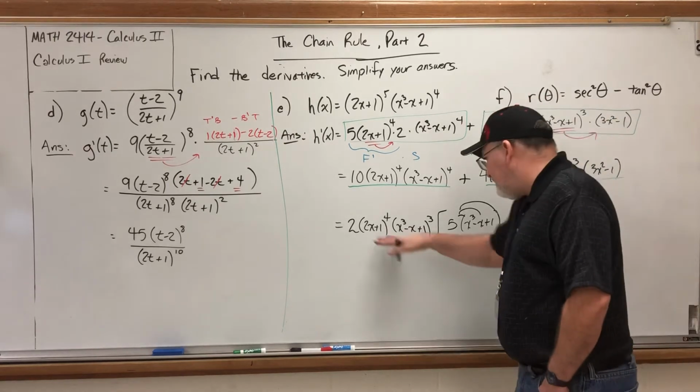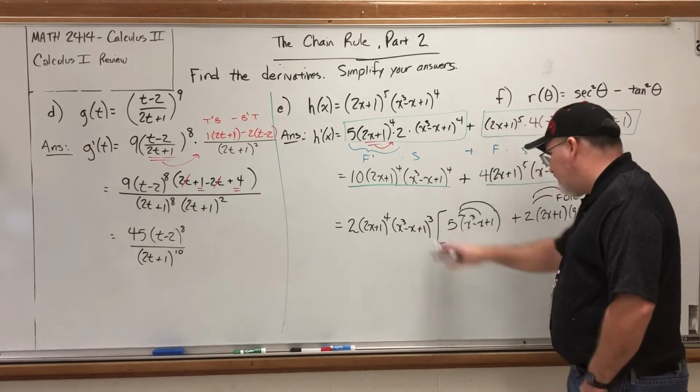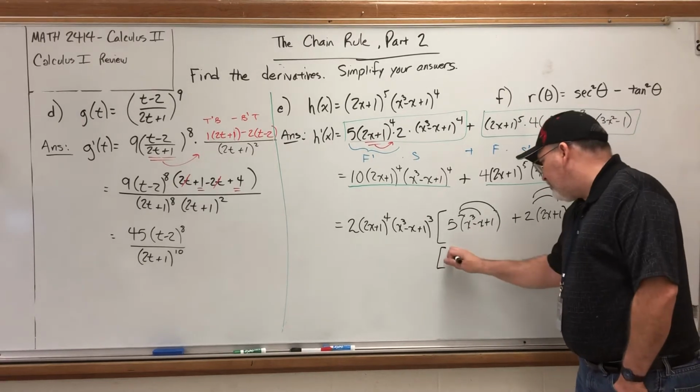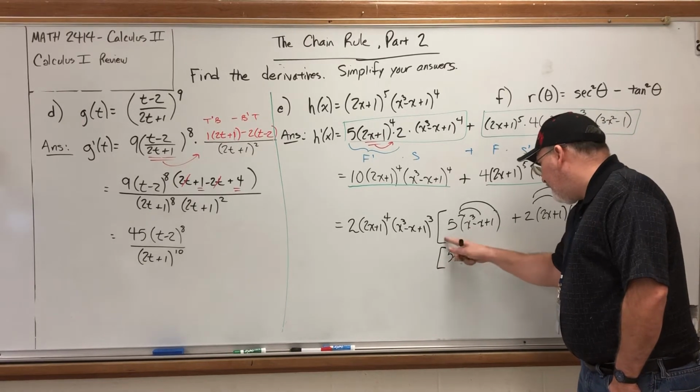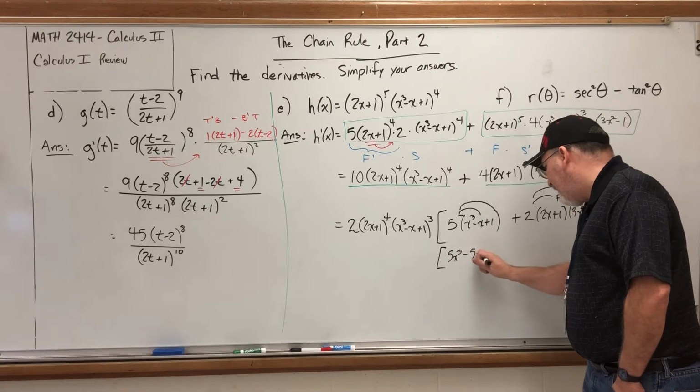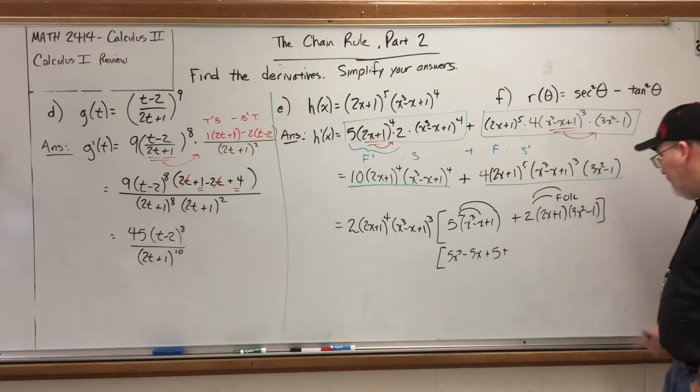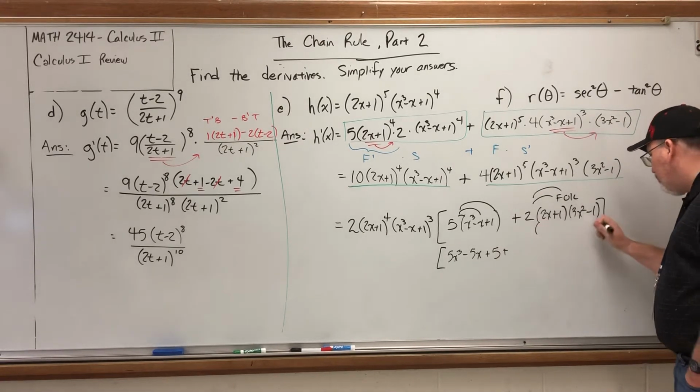All right, let's let this just percolate for a minute because it's not going to do anything. Let's see what happens over here. 5 times x cubed is 5x cubed. 5 times minus x is negative 5x. 5 times positive 1 is positive 5. That part was easy. Let's kind of FOIL this right here, and then we'll distribute the 2.